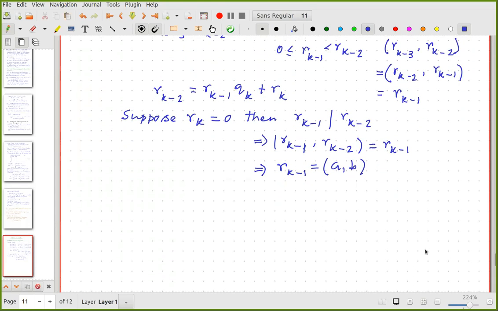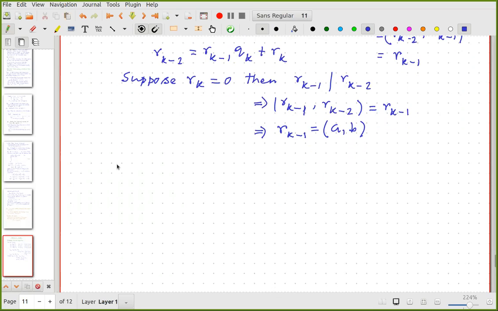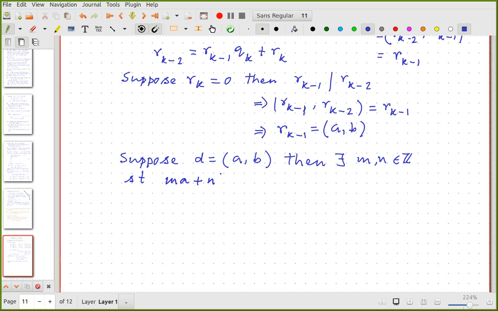And now what we want to do is to have an algorithm to do this. So let me write that. Suppose D is the GCD of A and B. Then there exist integers M and N, not necessarily positive, such that MA + NB, this linear combination of A and B, is the GCD. So you can write the GCD as an integer linear combination of A and B. This is what we want to do now.